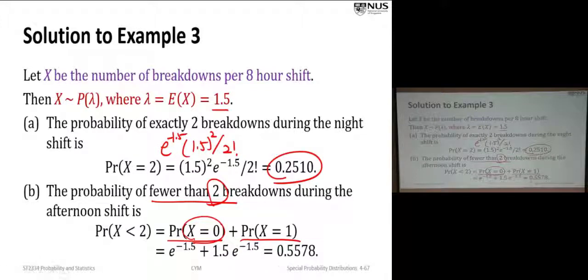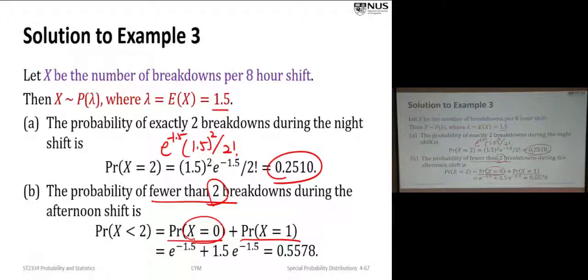Right? Can X equal 0 and equal 1 at the same time? Can the number of breakdowns for that particular shift be 0 and 1 at the same time? No. So of course they're mutually exclusive. You confuse the two things. We're talking about X, which is the number of occurrences in a particular shift, while independence is talking about the number of occurrences in different shifts. All right?